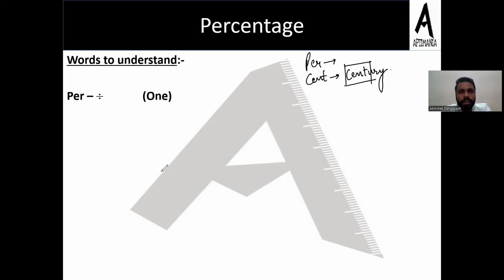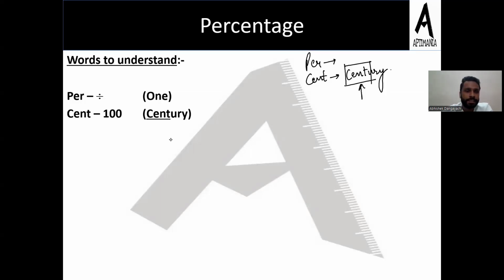What is called a period of 100 years? 100 years को क्या बोला जाता है? It's again a century. 10 years को क्या बोला जाता है? It's a decade. So century, we need to understand century. It's a word which is always defining a quantity of 100. Century का root word है cent. So basically, cent means 100.